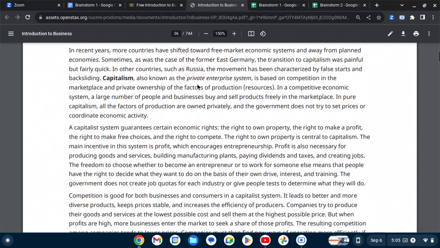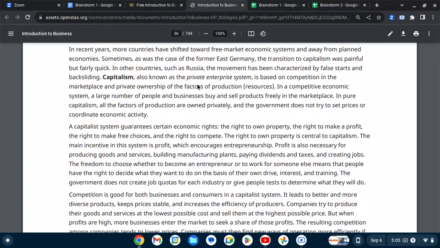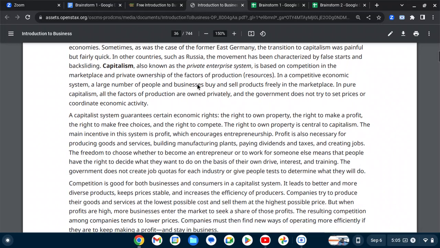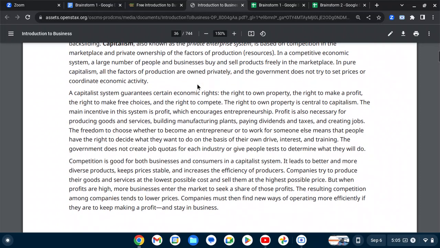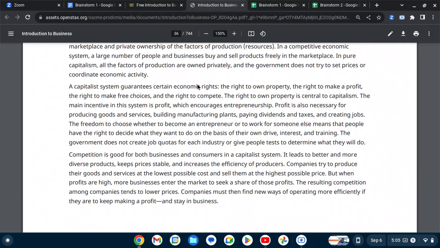Capitalism. In recent years, more countries have shifted toward free market economic systems and away from planned economies. Sometimes, as was the case of the former East Germany, the transition to capitalism was painful but fairly quick. In other countries, such as Russia, the movement has been characterized by false starts and backsliding. Capitalism, also known as the private enterprise system, is based on competition in the marketplace and private ownership of the factors of production. In a competitive economic system, a large number of people and businesses buy and sell products freely in the marketplace. In pure capitalism, all the factors of production are owned privately, and the government does not try to set prices or coordinate economic activity.